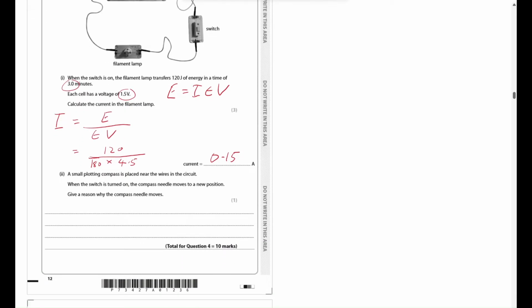Okay, and the next question, you need to know about electromagnetism for this question. So you need to know that when a current flows through a wire, it's going to induce some sort of magnetic field, and that's going to exert a force on the magnet next to it. Okay, so the wire turns into a very small electromagnet.